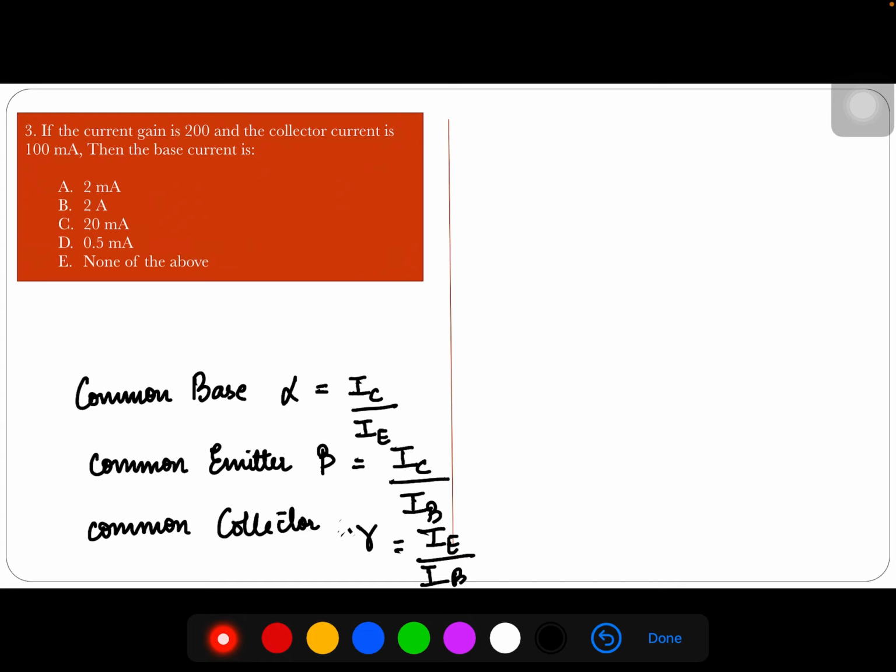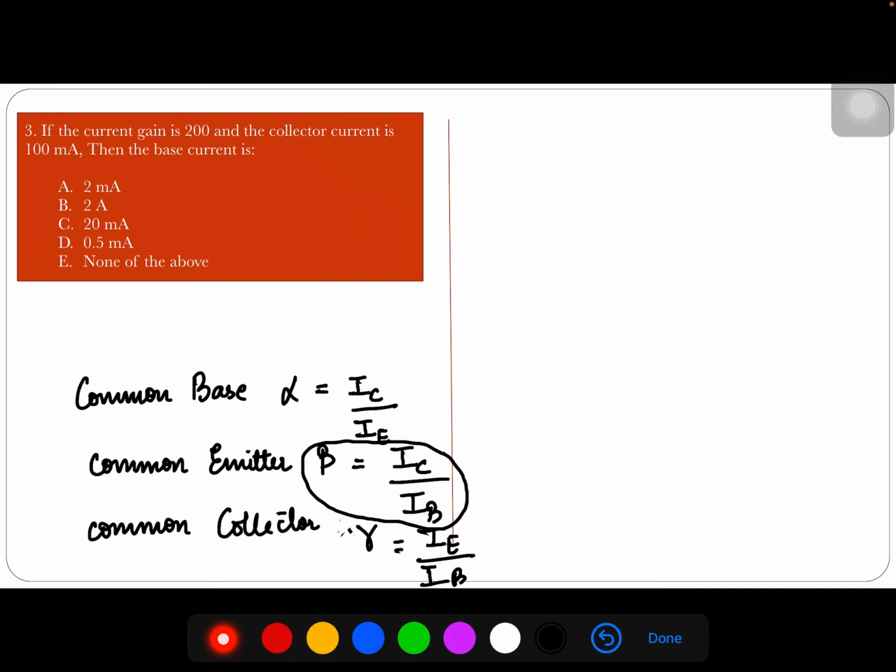Now in the question, you are not given the configuration. You are directly given the gain and you are given the collector current. So basically, you have to assume on the basis of the parameters or the data that has been given to you that this is that particular gain. That means the gain given to you in the question is beta, because according to the given data, collector current is given to you, gain is given to you, and the base current has been asked.